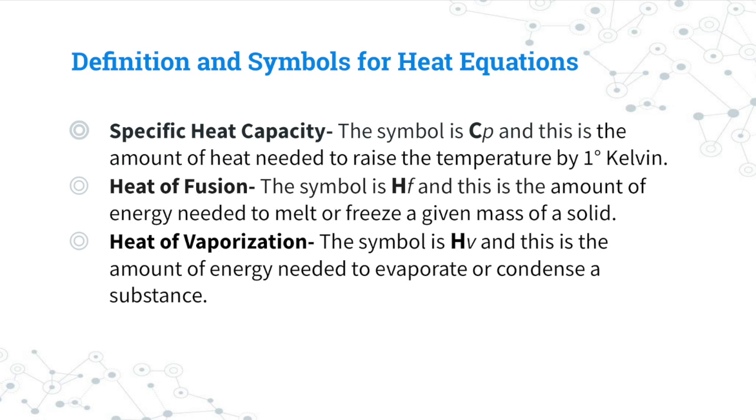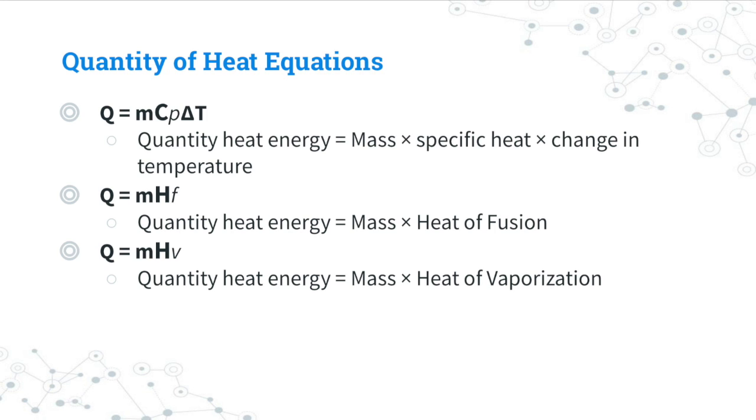Specific heat capacity is the amount of heat needed to raise the temperature by 1 degree Kelvin, and this is represented by Cp. Heat of fusion is the amount of energy needed to melt or freeze a given mass of a solid, and the symbol for this is HF. Heat of vaporization is the amount of energy needed to evaporate or condense a substance, and this is represented by HV.